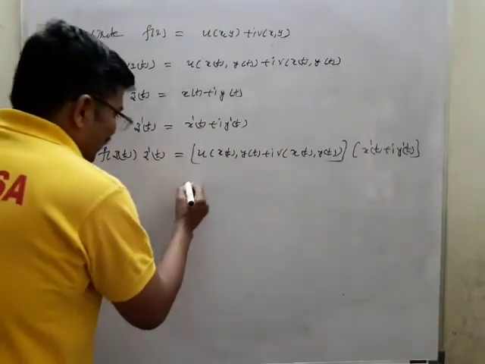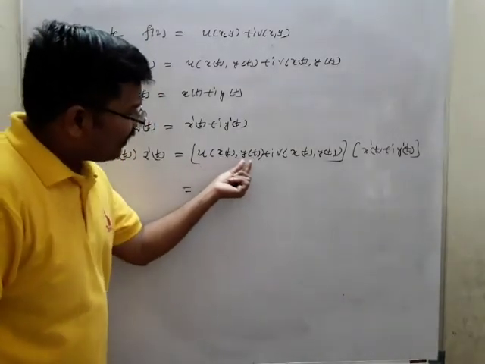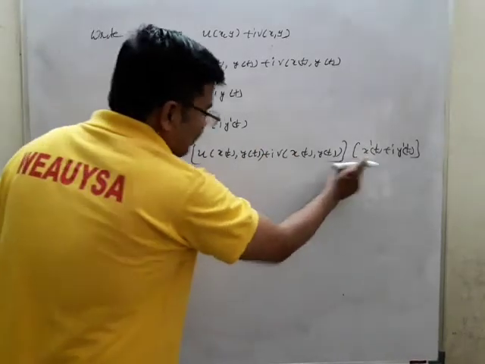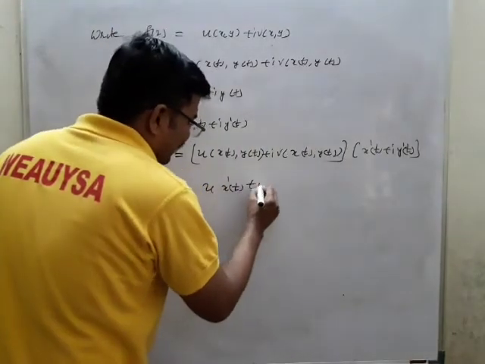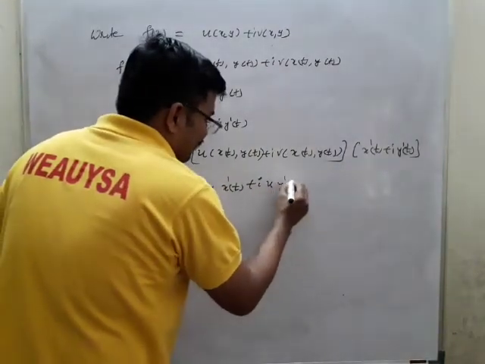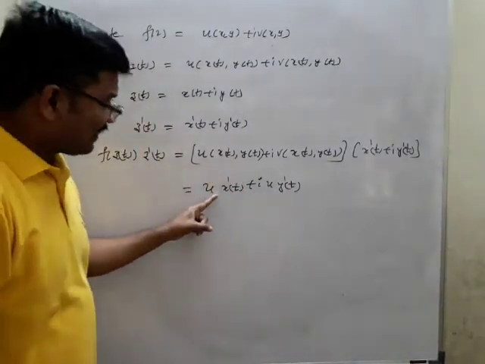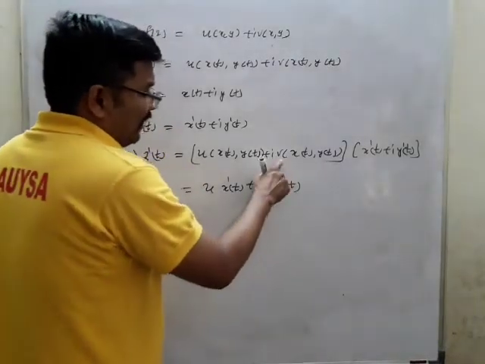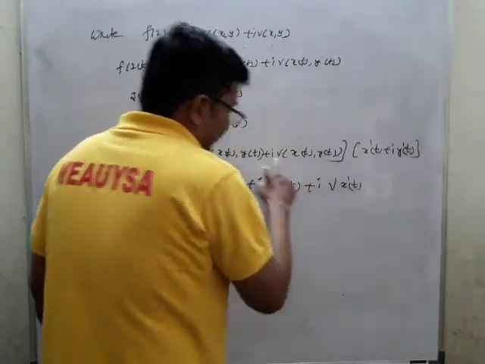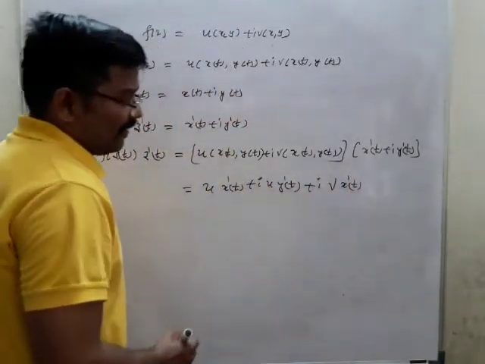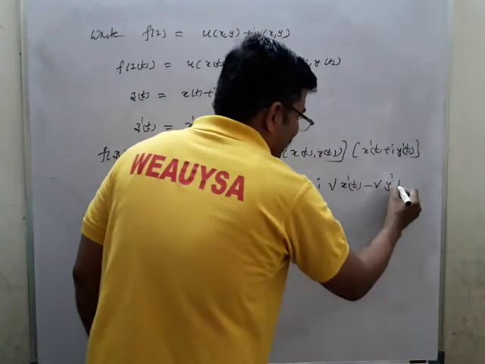So what is that now? I may write this as, u is a function of x(t), y(t). So I am multiplying u with this, and you will get u x'(t) plus i u y'(t). You should understand u is a function of x(t) and y(t); I am not writing x(t) again here. Then I multiply with this: i v x'(t), and i times i is i squared, which is minus 1, so minus v y'(t).